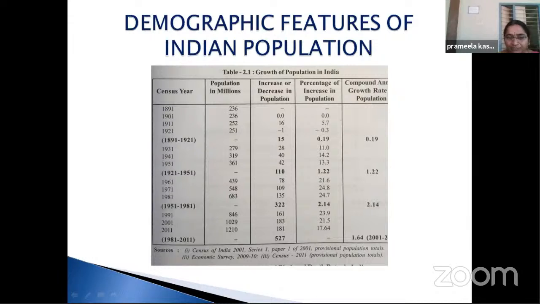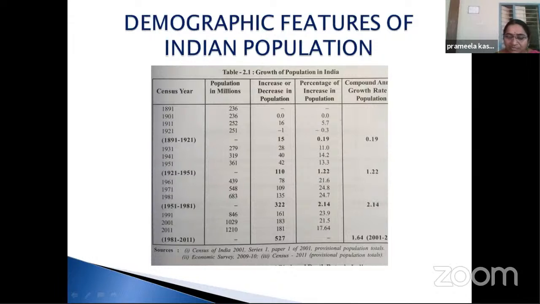So we can find 2.14%. We can say that there was a population explosion in the Indian economy between 1951 to 1981. We can find high growth of population, increasing at the rate of 2.14% per annum due to high birth rate and low death rates in the Indian economy between 1951 to 1981, because steps were taken for the development of the economy with the help of 5-year plans. So due to these 5-year plans, development took place.